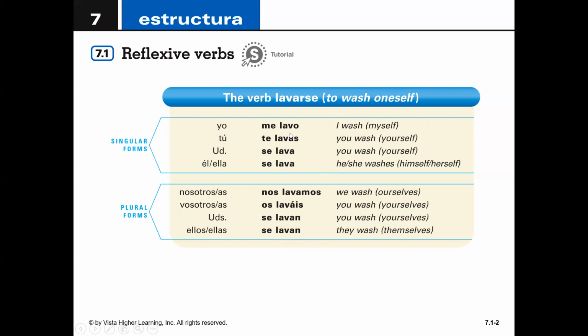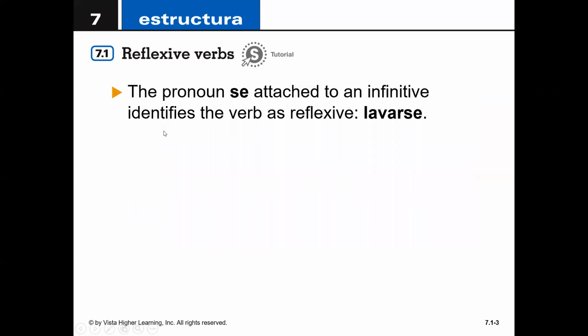Same as a normal AR verb or an ER verb or an IR verb. The only difference is that you conjugate them with these, me, te, se, and nos, right? So those are not optional or anything. That's what makes the verb reflexive. When the pronoun se is attached to an infinitive, it identifies the verb as reflexive. So if you see a verb just on its own and it's presented with a se at the end, that's the default, that's the infinitive, that's the unpersonalized form. That means to wash oneself.